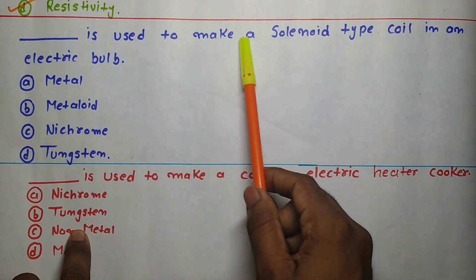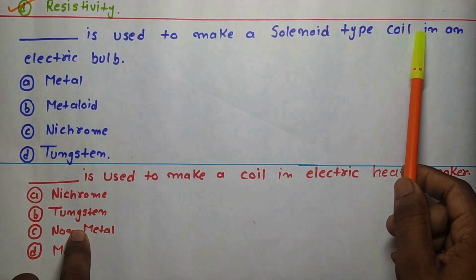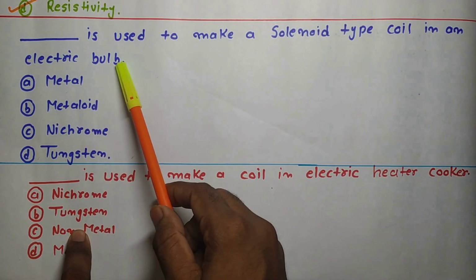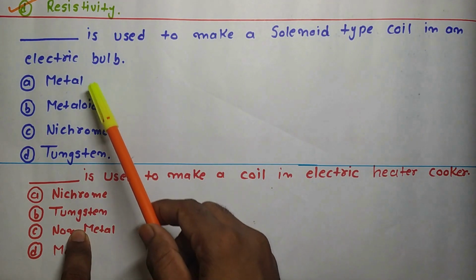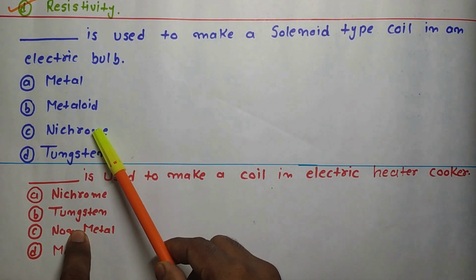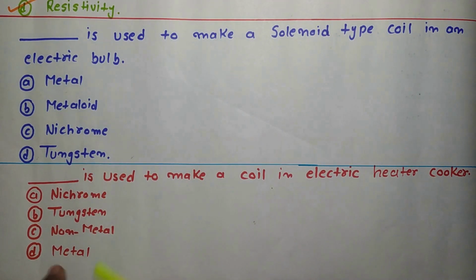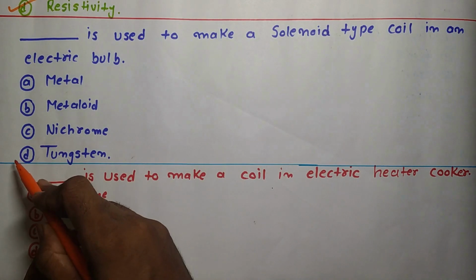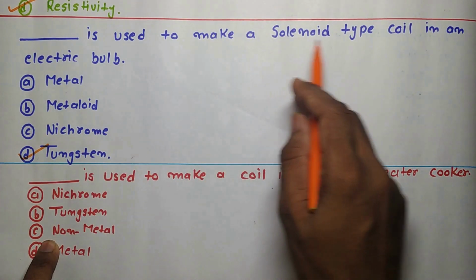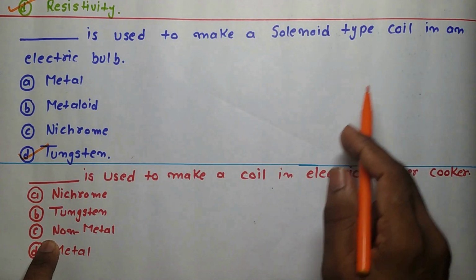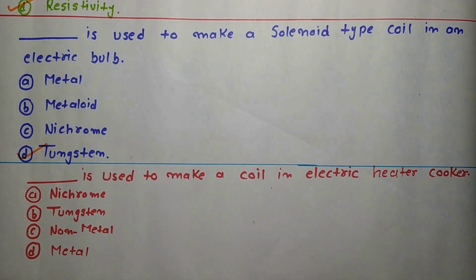Dash is used to make a solenoid type coil in an electric bulb. A, metal, B, metalloid, C, nichrome or D, tungsten. So the correct answer is tungsten. Tungsten is used to make a solenoid coil in an electric bulb.